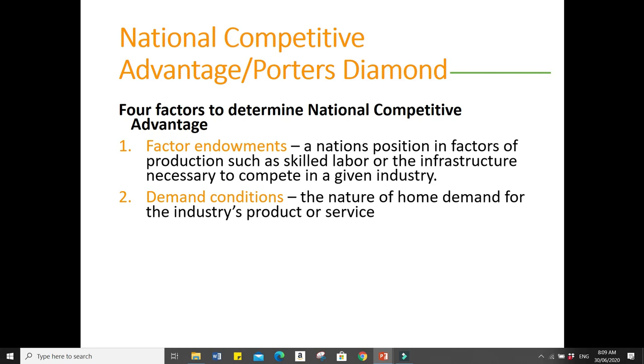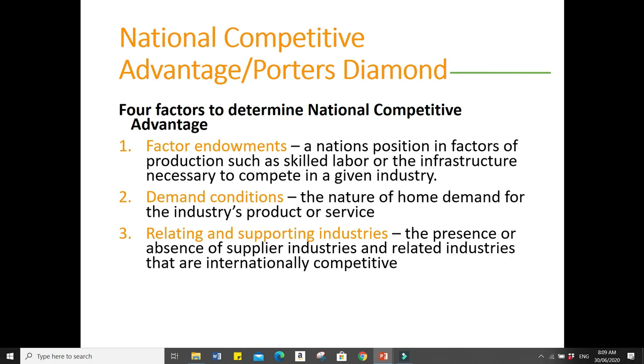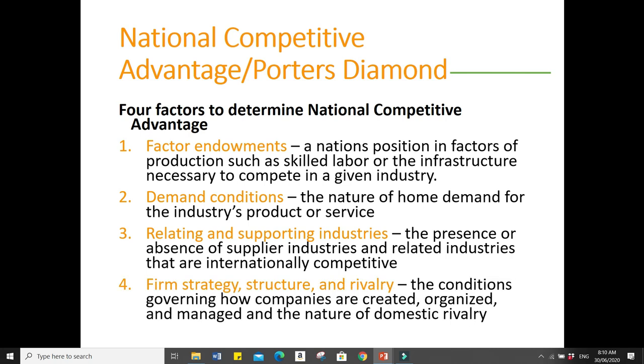When we speak of demand conditions, we're talking about the consumer base. How huge is your consumer base? It talks about the nature of home demand for the industry's product or service. And then another is related and supporting industries. We're talking about the presence or absence of supplier industries and related industries that are internationally competitive, creating clusters of related industries. And then firm strategy, structure, and rivalry, which are the conditions governing how companies are created, organized, and managed, and the nature of domestic rivalry.